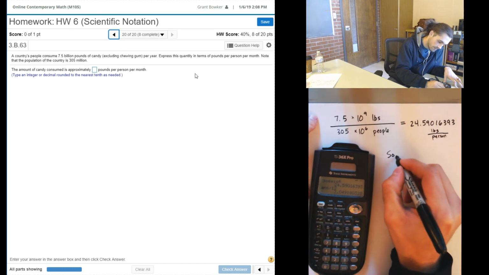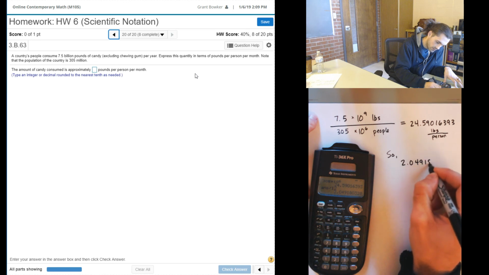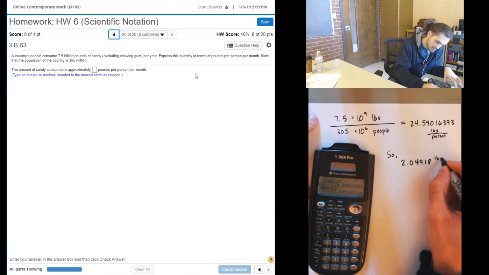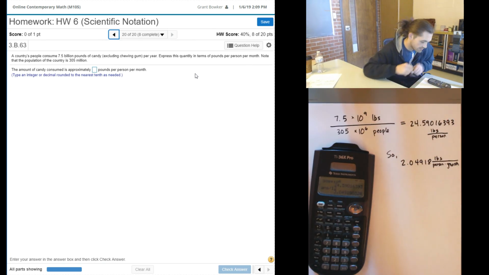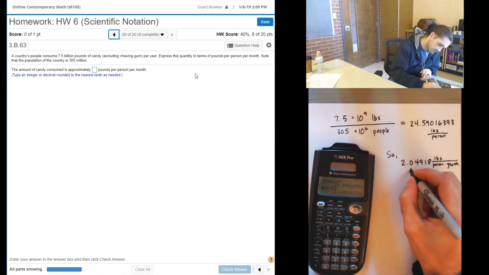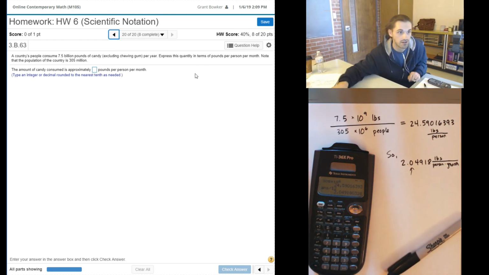So 2.04918 pounds per person per year, or per month, I'm sorry. We want to round to the nearest tenth. 4 is not enough to round up, so this is going to be 2.0 pounds per person per month.